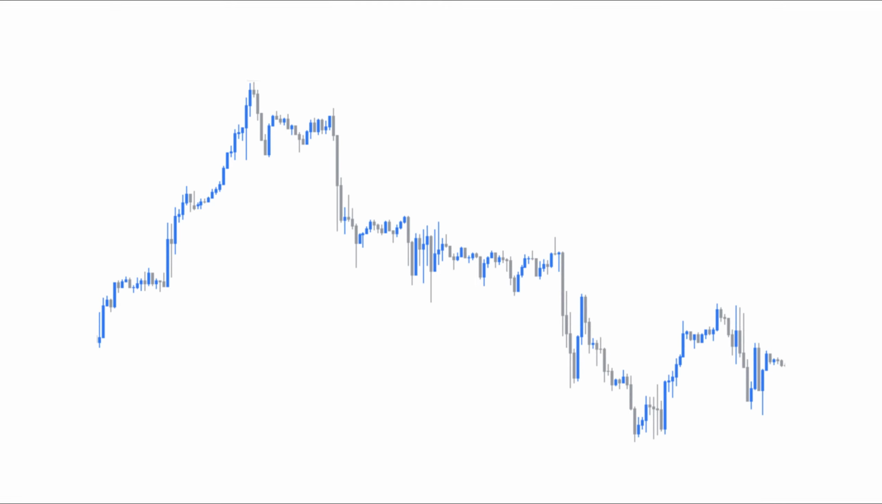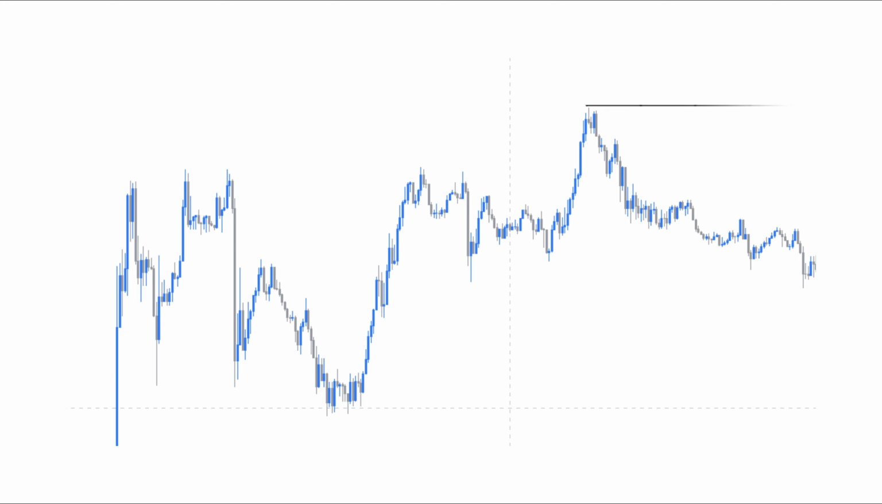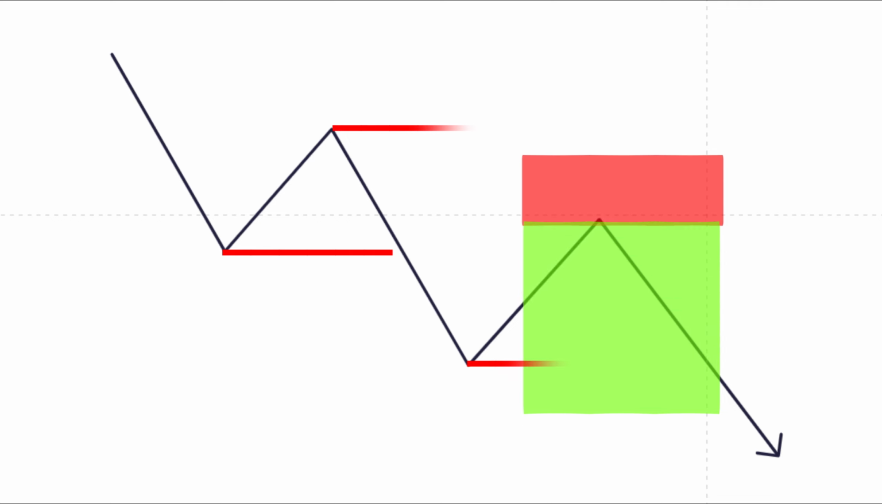Answer time. Okay, time's up. If you marked this as your swing high and this is your swing low, you're on point. If not, no worries. Take some time to go back and study the structure we discussed. You'll get it with practice.